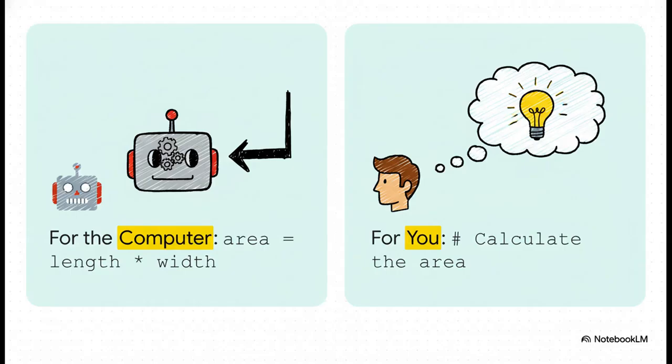And this slide just shows that difference perfectly. Look, the code on the left, area equals 5 times 3, that's an instruction for the computer. It's a command. But the line on the right, the one starting with that little hash symbol, that's a note for you. It's giving you context that the machine doesn't care about, but that a person absolutely needs.